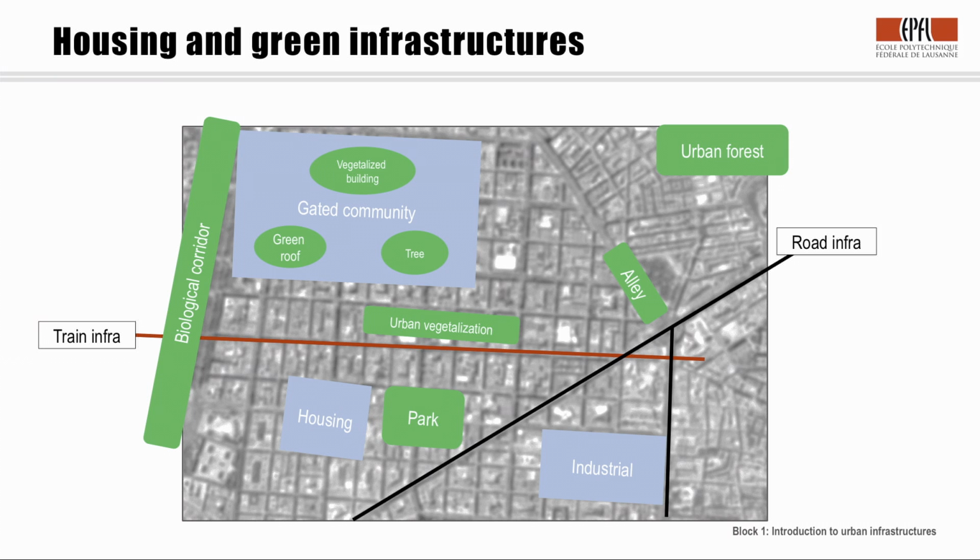Then increasingly we see vegetalization. Houses are vegetalized, roofs are vegetalized, trees are planted, entire alleys of trees. So green infrastructures are equally important infrastructures as all the other ones, as they have a main function for a city.